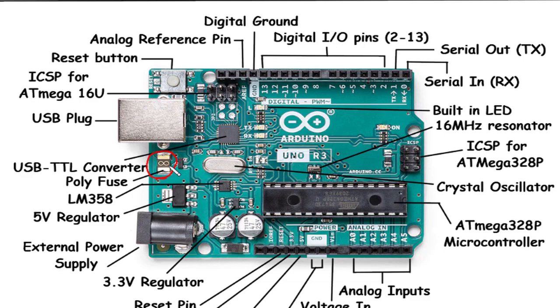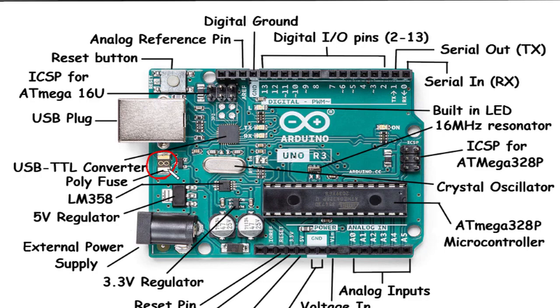For added safety, the Arduino Uno Rev3 incorporates a polyfuse. A polyfuse is a self-resetting fuse that protects the board from excessive current. If the current exceeds a certain threshold, the polyfuse temporarily opens the circuit, cutting off the power supply. Once the fault is resolved and the current returns to a safe level, the polyfuse resets itself and restores the power connection.